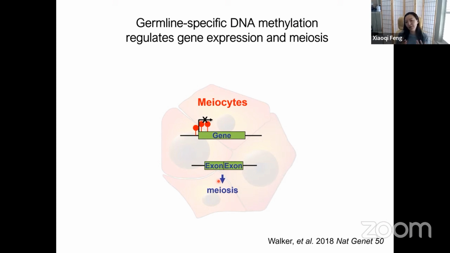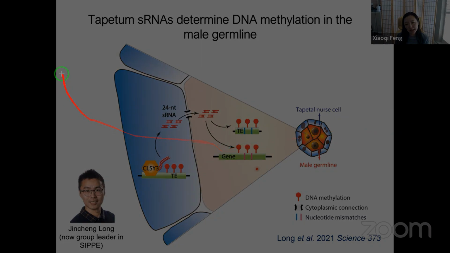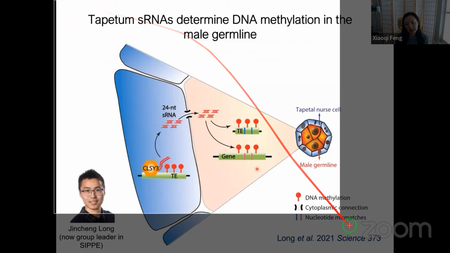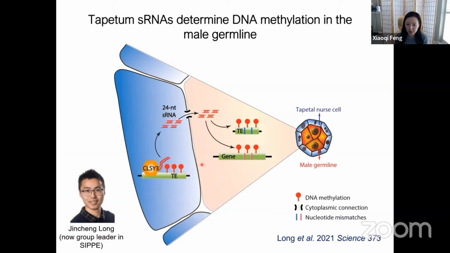And recently, we have gone further into understanding the molecular mechanism driving this methylation reprogramming. And we found that the gene methylation in the male germline is induced by small RNAs transcribed from transposons with similar sequences. And this interestingly occurs in the neighboring nurse cells called the tapetum.